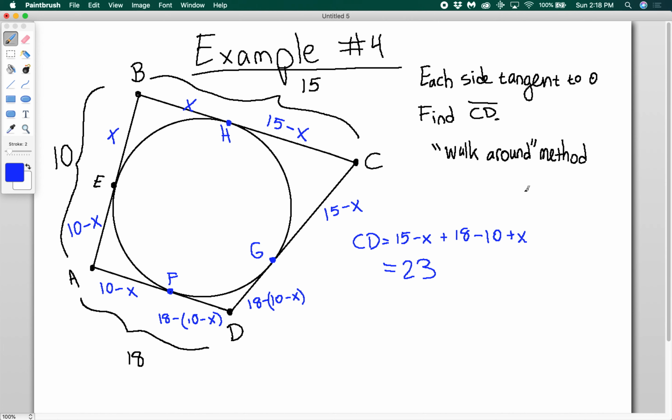Okay, so those are some cool properties of tangents and secants and how you can use them to solve problems.